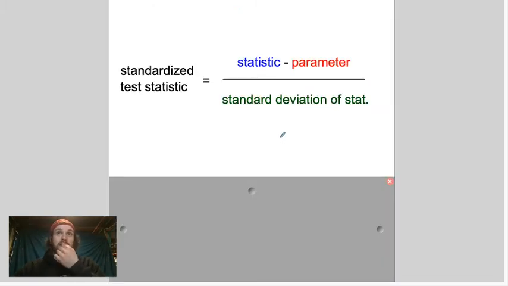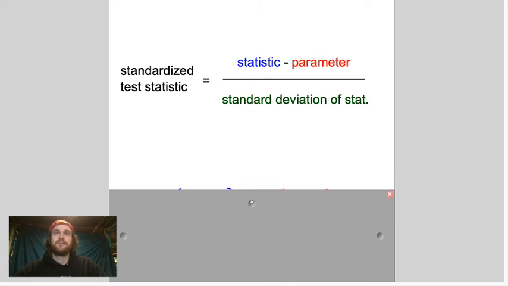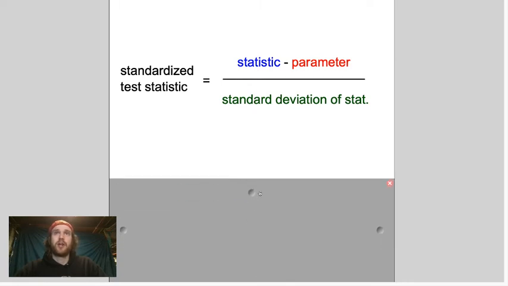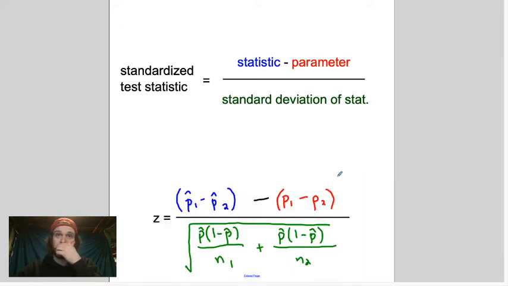So normally, our standardized test statistic, what is it? Normally it looks like p-hat minus the parameter, divided by the standard deviation of that statistic. So let's take a look here.